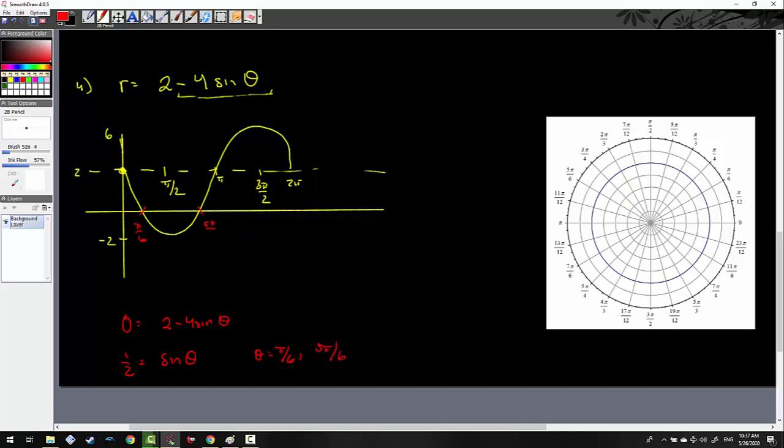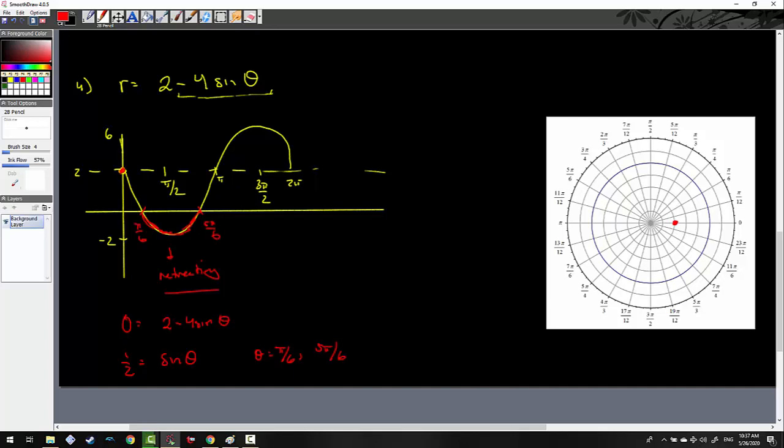So why is this important? It's because I know that between pi over 6 and 5 pi over 6, my radius is retreating. Everywhere else, it is advancing. So let's see how that manifests itself in our polar plane right here. So again, when my angle value is 0, my radius value is 2. So I'm going to go out to here. This is 2. And I suppose I should have zoomed in a little bit more on this thing.